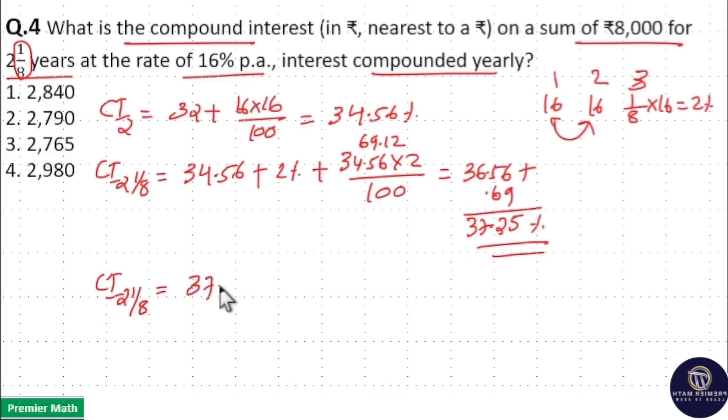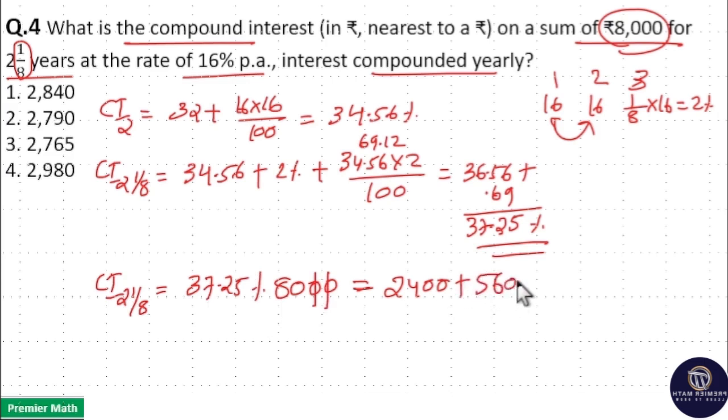So the compound interest for 2 and 1 by 8 years is 37.25% of the total sum 8,000. Now 10% of 8,000 is 800. So 30% is 800 into 3, 2400, plus here 7% of 8,000: 1% is 80, so 7% is 7 into 80, 560. Now find 0.25% of 8,000. Here 1% is 80, then 0.25% is 1 by 4 of 80, that is 20. Now this is equal to 580 plus 2400, that is 2980.